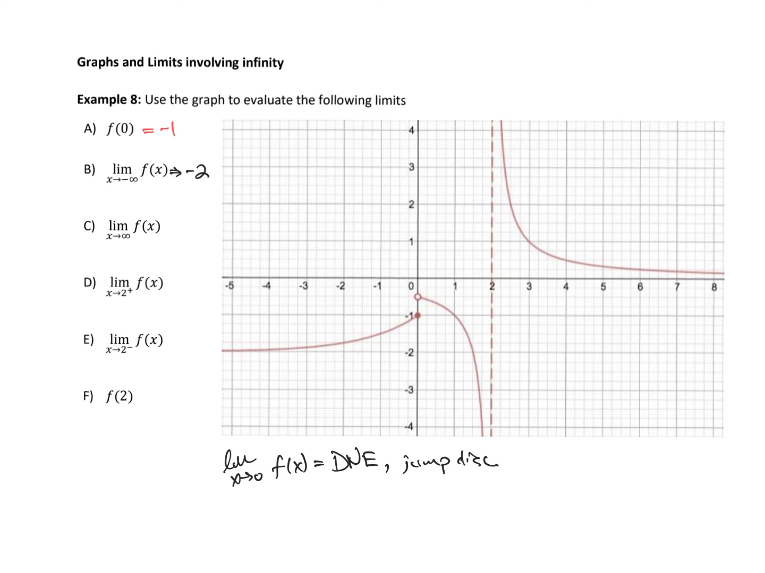Now, part C says the limit as x approaches what? Infinity. So that says I am moving to the right. Does it go to a value when it goes to the right? Yes. What's it go to? It goes to 0. Pretty good? Now part D is saying the limit as x approaches 2 from the right. Well, here's to the right of 2, yes? So I'm tracing 2 to the right. And so where's it going?